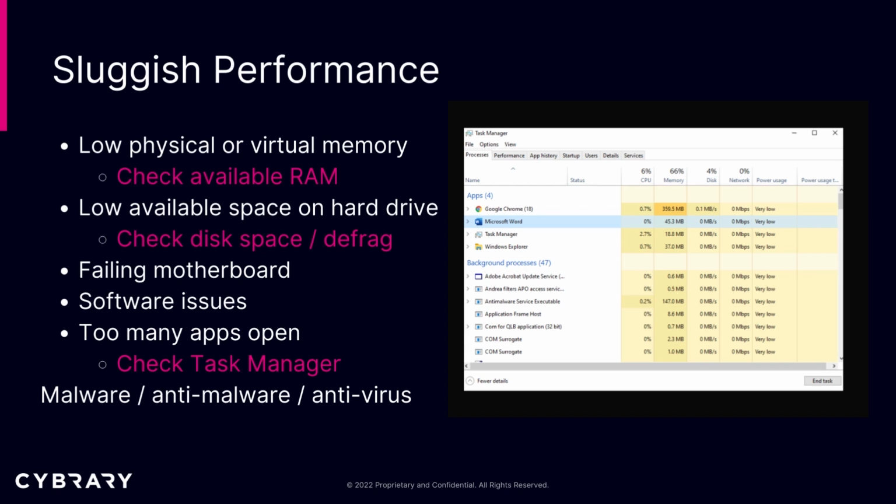Sluggish performance. Sometimes our computers may start off running really well, then get sluggish over a period of time. Sluggish performance is generally due to storage and memory. It can be low physical or virtual memory. Check the available RAM on the computer. How much RAM do you have in that computer? It could be low available space on the hard drive. It may need a disk defrag, or removing some information off of that hard drive.